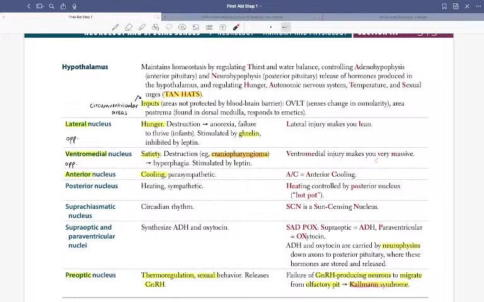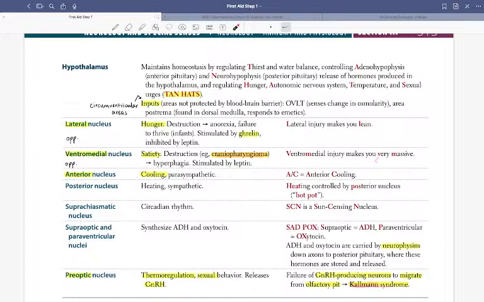Now, the lateral nucleus was hunger, right? So if there's destruction, obviously you get anorexia. And hunger is always stimulated by what? Ghrelin. Ghrelin sounds also like khate raho, keep eating, ghrelin. And it is inhibited by leptin, because obviously leptin is a satiety hormone. And ventromedial is craniopharyngioma. So in craniopharyngioma you get hyperphagia, because ventromedial is for satiety and it is stimulated by leptin. Obviously leptin is for satiety.